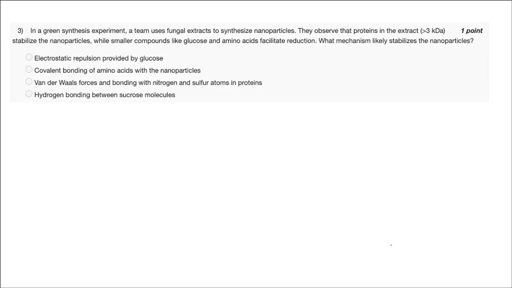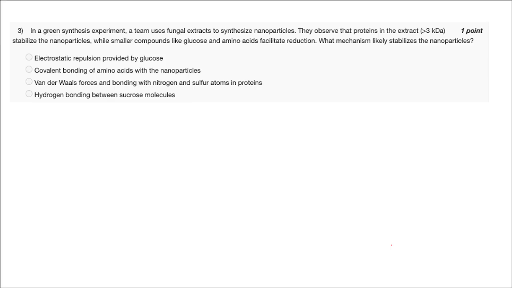The question reads: in a green synthesis experiment, a team uses fungal extracts to synthesize nanoparticles. Okay, so here they are using fungal extracts, which obviously might contain some bioactives which can act as reducing agents. So they observe that proteins in the extract stabilize the nanoparticles while smaller compounds like glucose and amino acids facilitate reduction. What mechanism likely stabilizes the nanoparticles?